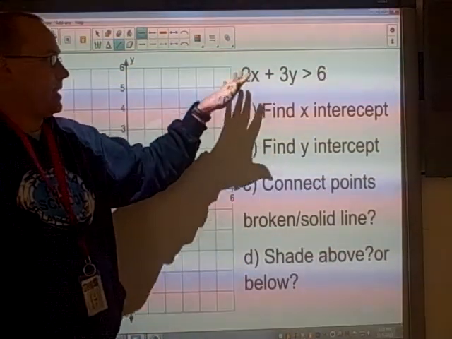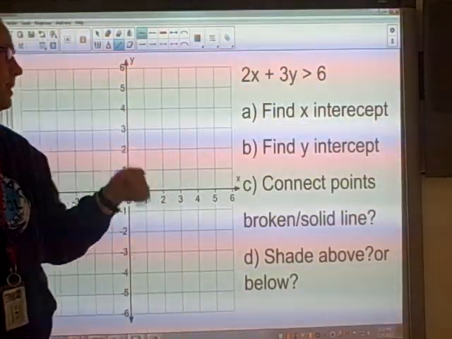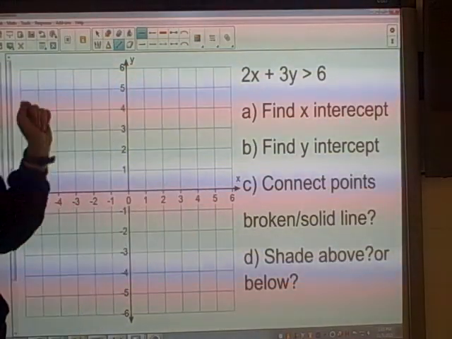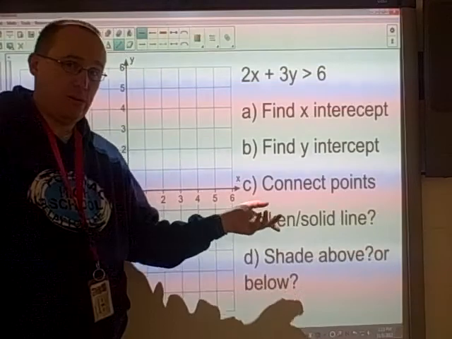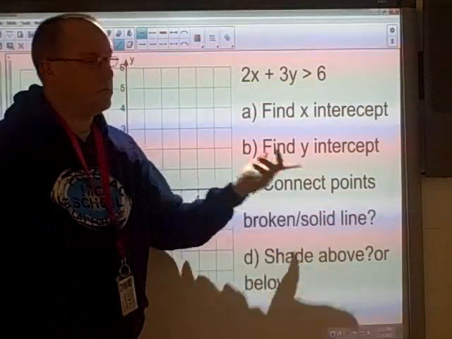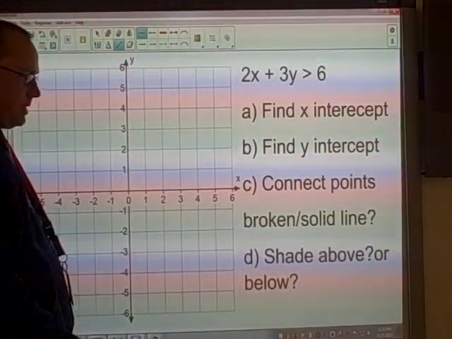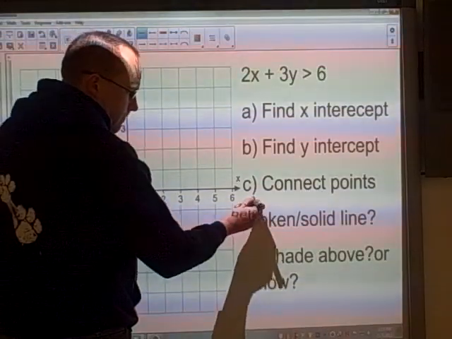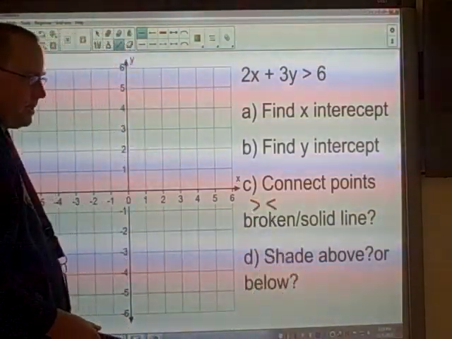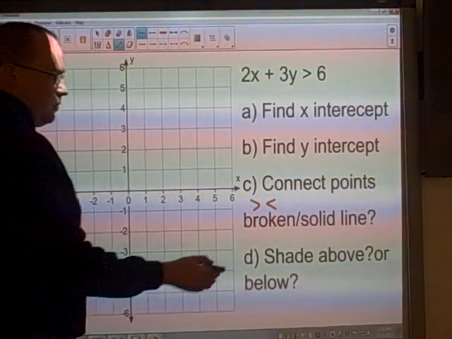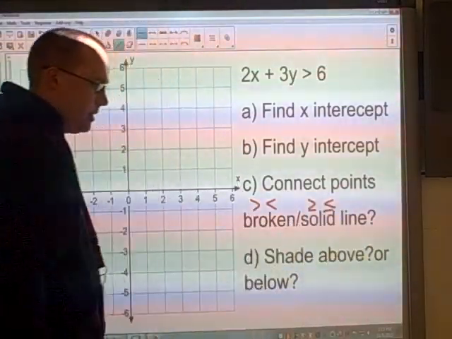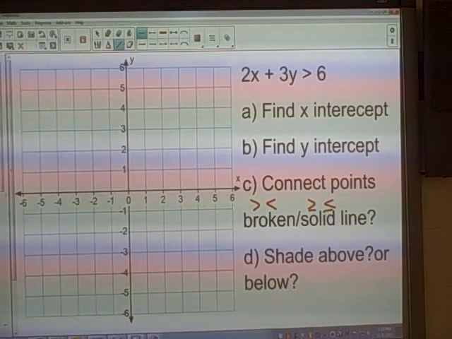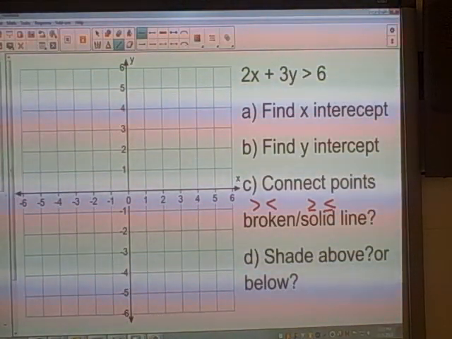First of all, we're going to pretend that actually it is the equal to. That's going to enable us to find a couple of points on the line and then join them up. When we connect our points, we have a choice of whether we're going to do a broken line or a solid line. We do a broken line if it's less than or greater than, and a solid line if it's greater than or equal to or less than or equal to. So the equal to tells us it's going to be a solid line.